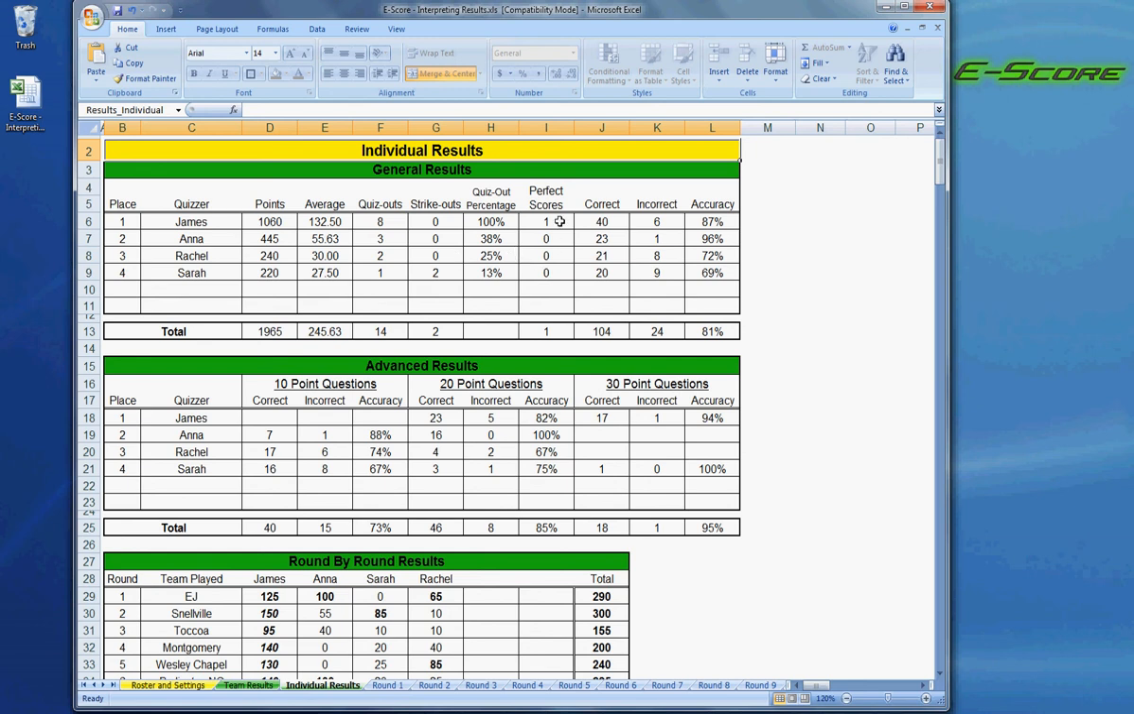Perfect scores are automatically calculated by eScore, which adds up how many times you got it. I only got it 1 time, no one else did. Usually perfect scores only go to the top quizzer generally. Now one of my favorite parts, correct and incorrect.